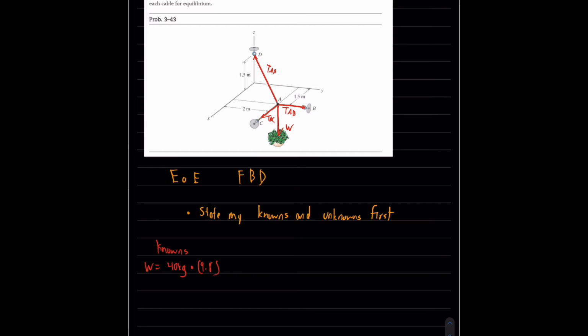Oh, by the way, for your free body diagram, if you want, you could also use this same image you have here. You don't always have to draw a diagram. Okay, unknowns: tension AC, tension AB, and tension AD. My plan is to resolve my tension forces into components, so I can apply the equations of equilibrium. I'm going to go ahead and write that down.